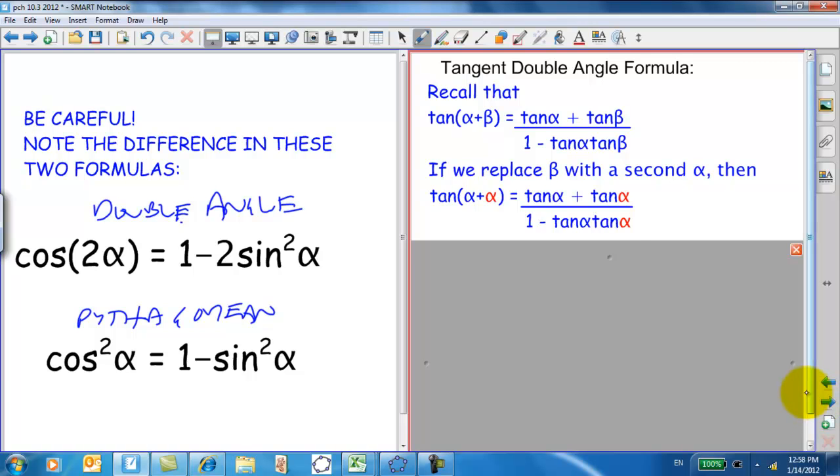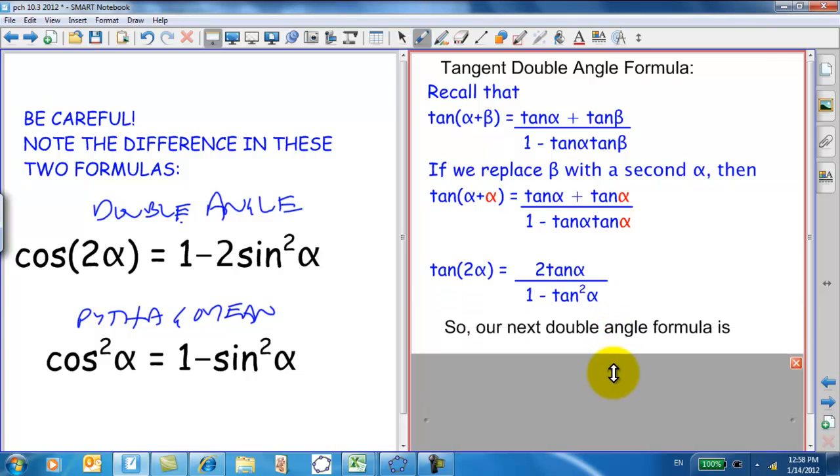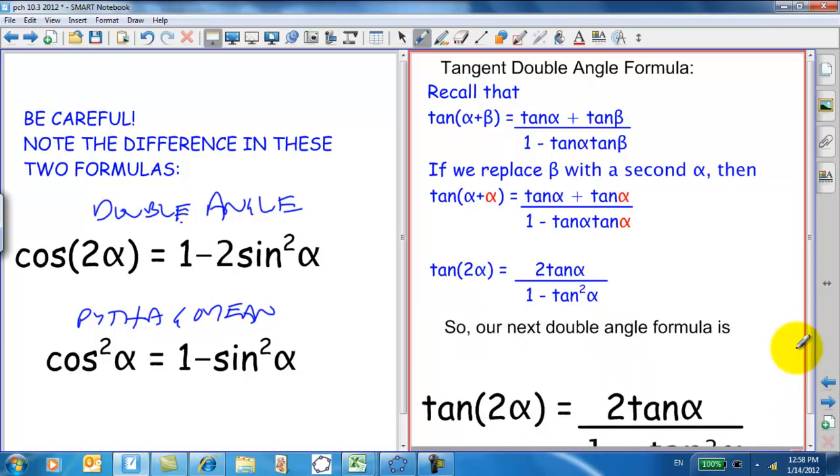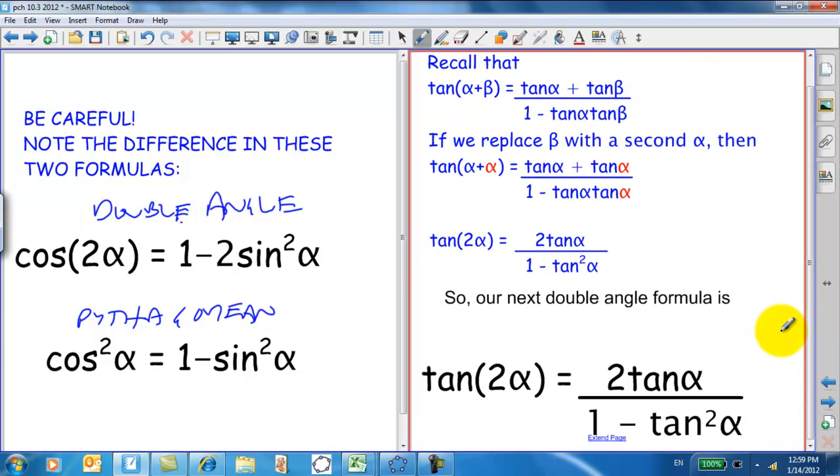So the tangent double angle formulas, same trick again. Replace beta with alpha. Tan alpha plus tan alpha over 1 minus tan alpha times tan alpha. So you get there one more formula: 2 tan alpha over 1 minus tan squared alpha.